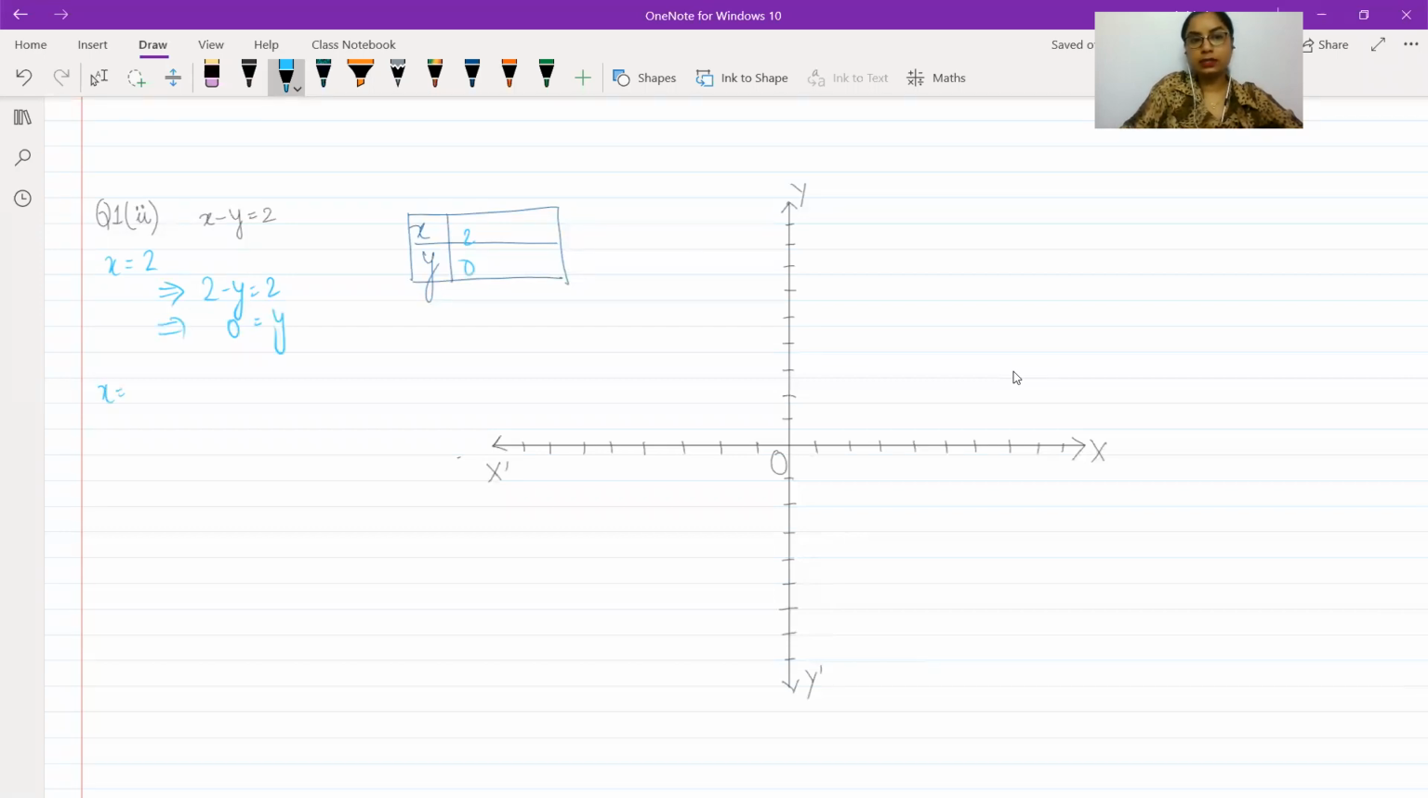Then I can take x equals 0. Ma'am, can we use negatives here? Of course, you can use negative values. So y comes out to be minus 2. That's my second pair, (0, minus 2). And then let's use a negative value. If we use, say, minus 2, then we have minus 2 minus y equals 2. Then y will be minus 4.